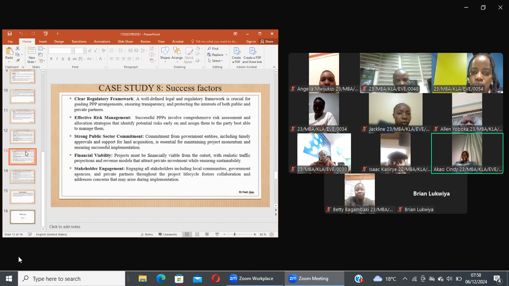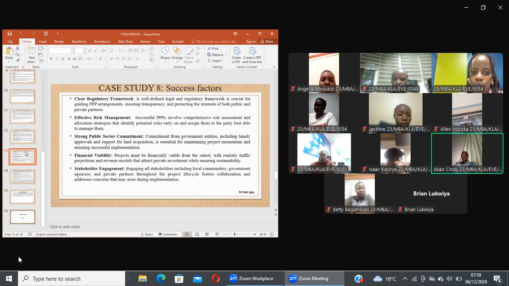My name is Akawa Cindy, and I'll be taking you through the success factors that determine the potential completion and success of the project. Under the factors, we have clear regulatory framework, effective risk management, strong public sector commitment, financial viability, and stakeholder engagement. Under clear regulatory framework, a well-defined legal and regulatory framework is crucial for guiding PPP arrangements, ensuring transparency, and protecting the interests of both public and private partners.